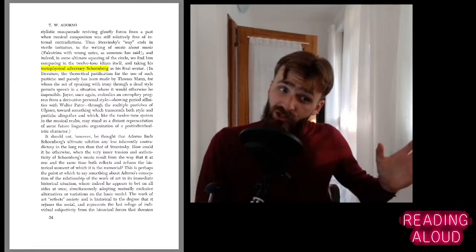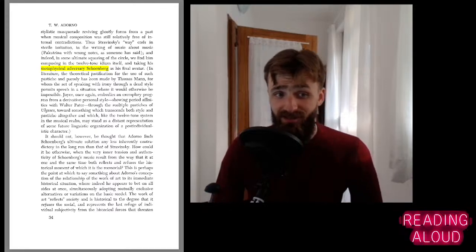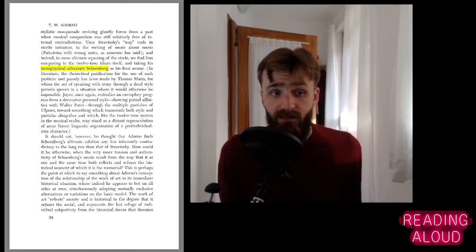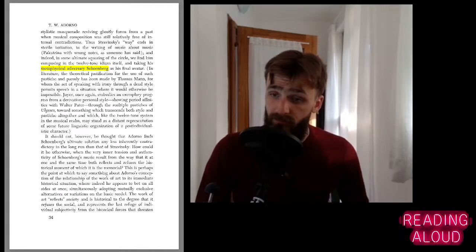In parentheses, in literature, the theoretical justification for use of such pastiche and parody has been made by Thomas Mann, for whom the act of speaking with irony through a dead style permits speech in a situation where it would otherwise be impossible. Joyce, once again, embodies an exemplary progress from a derivative personal style, showing period affinities with Walter Pater, through the multiple pastiches of Ulysses, towards something which transcends both style and pastiche altogether, and which, like the 12-tone system in the musical realm, may stand as a distant representation of some future linguistic organization of a post-individualistic character. End parenthesis.